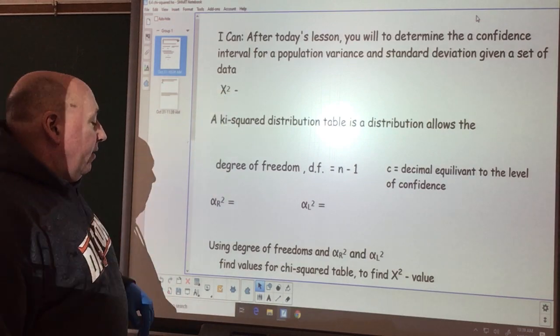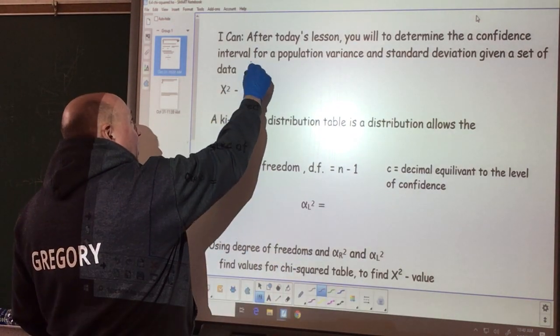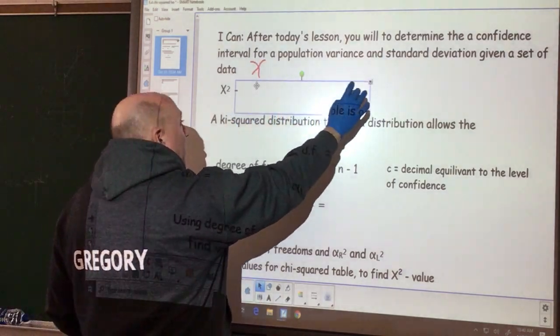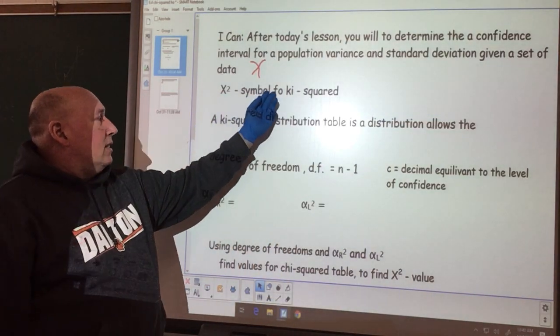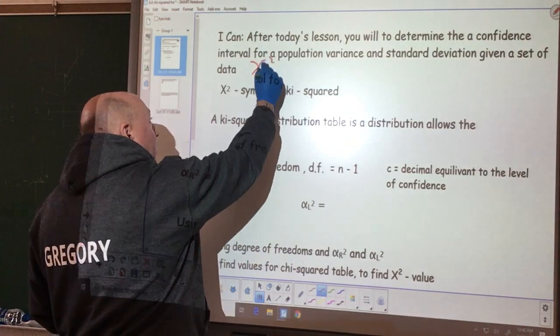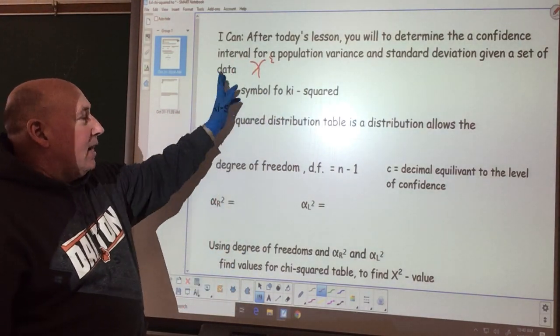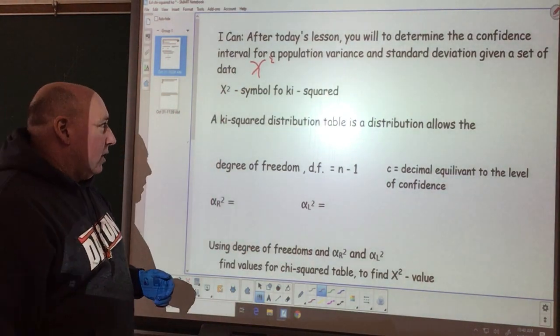When we have an x that is squared, and more or less a chi is sort of a rounded x. I couldn't get a rounded x. This is a symbol for chi-squared. It's a sort of rounded x that you have there. That's a chi. That's once again a Greek symbol that we will utilize.